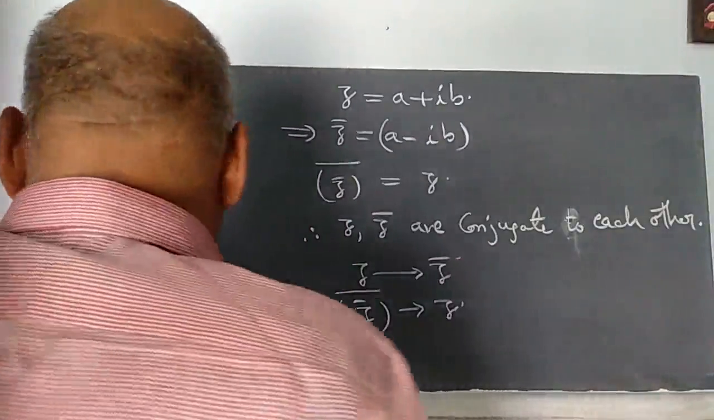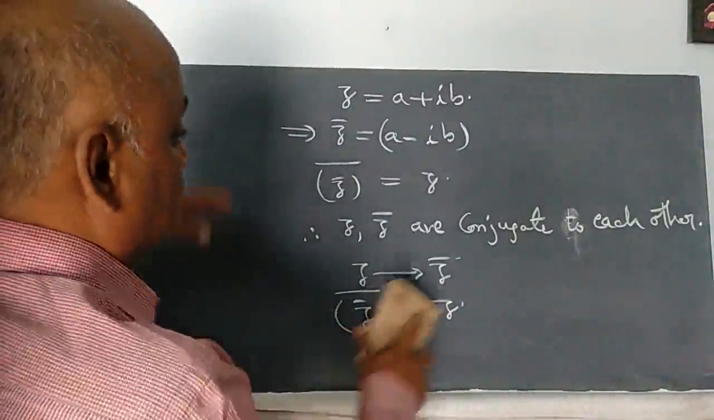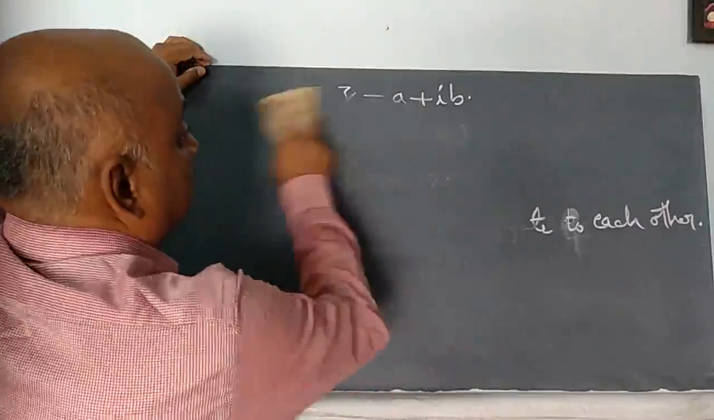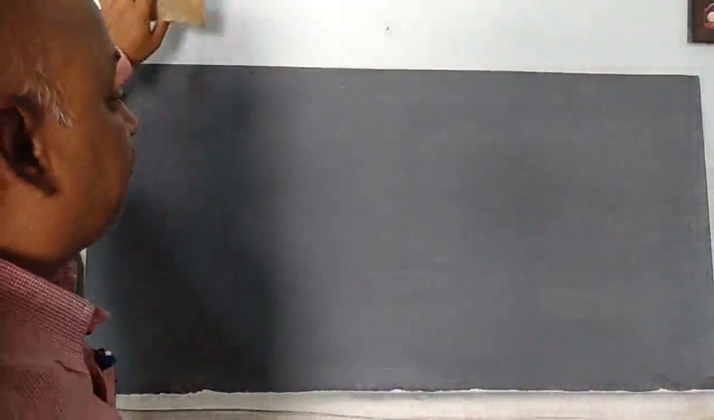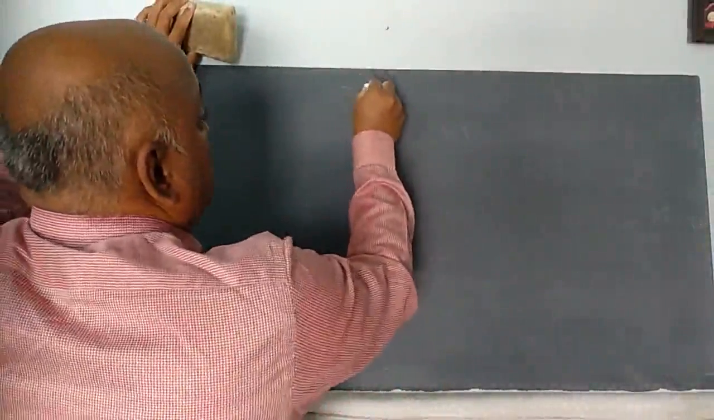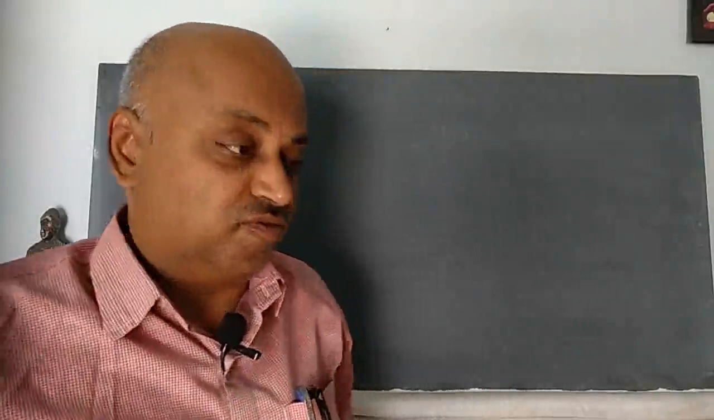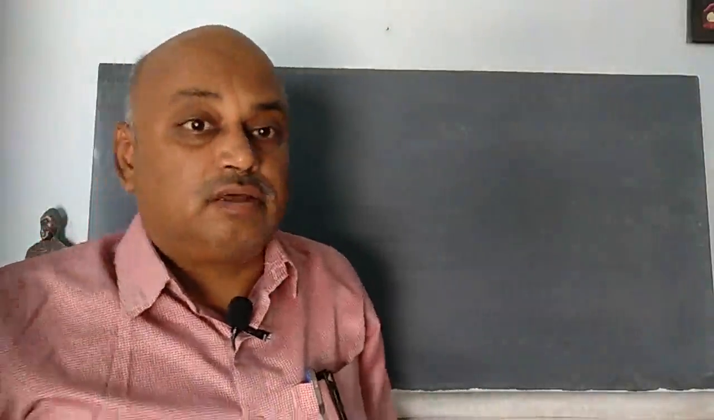Next property is: the conjugate of a purely real number is the number itself. We know that every real number is always a complex number.